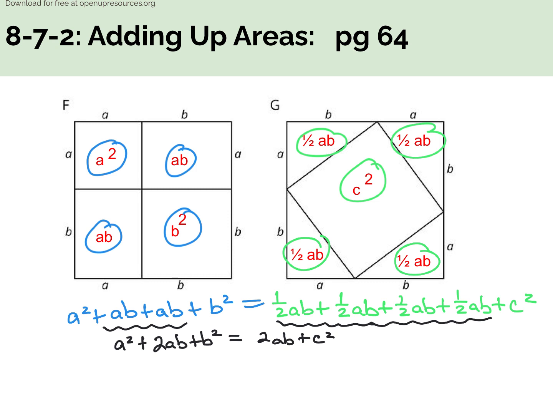So from here, I notice that there is a 2ab on both sides. I'm going to subtract that off and see what I have left over. If I subtract both of those off, 2ab minus 2ab makes 0. We know that. What is left over? I have a squared plus b squared equals c squared. We have now just proven that the Pythagorean theorem is true.